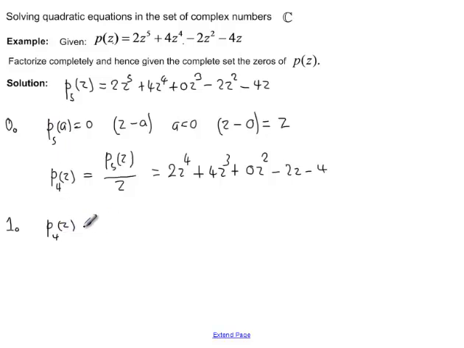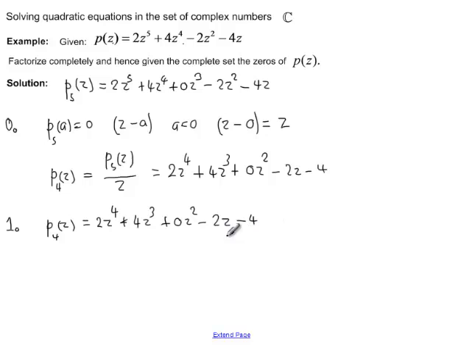This is our initial step. Then we're going to get step number 1. P4 is equal to 2z to the power 4 plus 4z cubed plus 0z squared minus 2z minus 4.